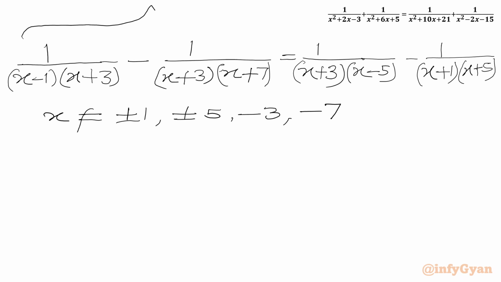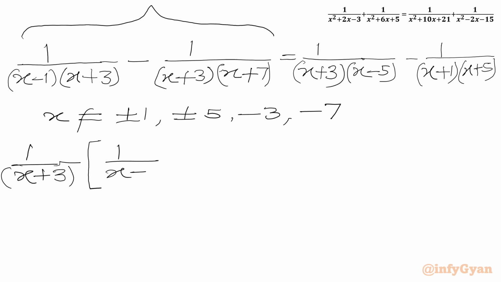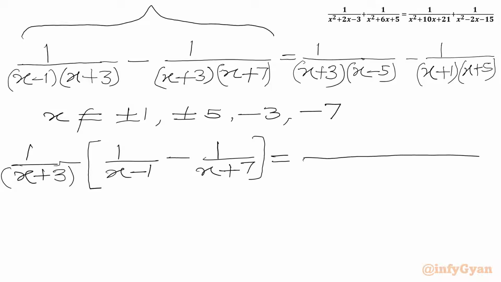Now from our LHS, we are going to take x plus 3 common in the denominator. So we will write 1 over x plus 3 common, and in the bracket we need to write 1 over x minus 1 minus 1 over x plus 7 in the left hand side. In the RHS, we'll take the LCM. So we have to write over here x plus 3 times x plus 1 times x plus 5 times x minus 5, which we will write as x square minus 5 square, or 25.